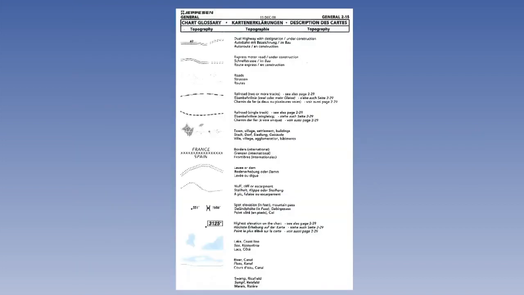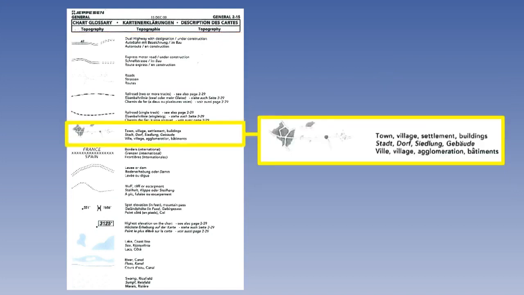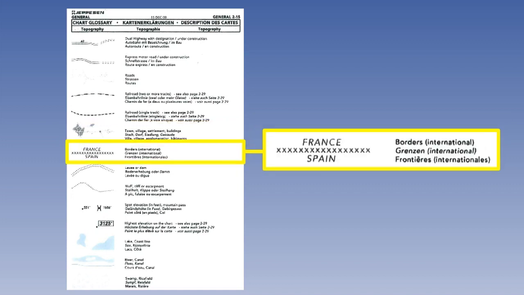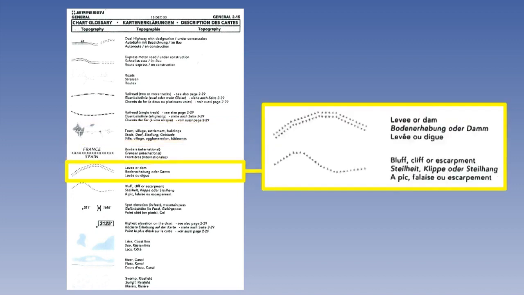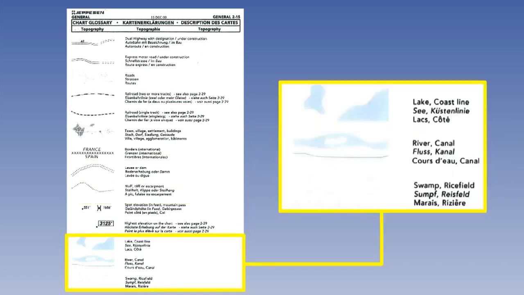Topographical information on the VFR aerodrome chart is depicted on page 2.15. This information includes highways, motorways, roads and railroads, town and settlement outlines, borders, levees, dams, cliffs, and so on, spot elevations and highest elevation points, and lakes, rivers, and swamps.